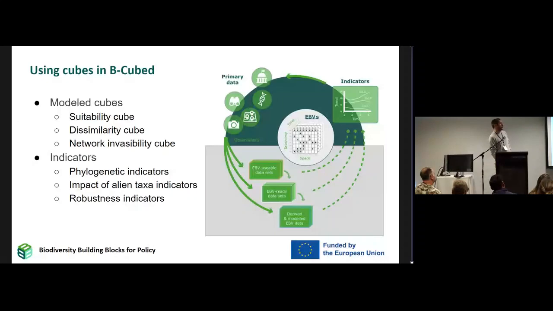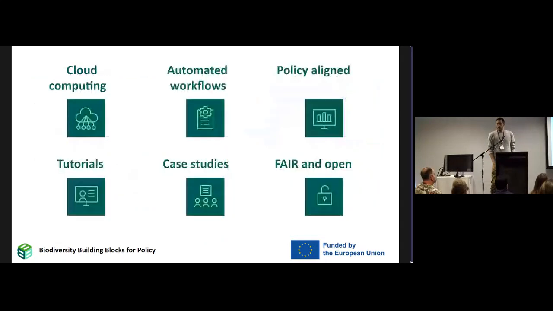Next slide, please. So within the project, we want to use these species occurrence cubes, and we have a number of use cases to derive other cubes from those original species occurrence cubes, which are modeled cubes. And those can then be fed into things like indicators, where you can calculate trends over time. But by providing these species occurrence cubes, all of that becomes a little bit more easy, and we want to make it all reproducible as well. Next slide, please.